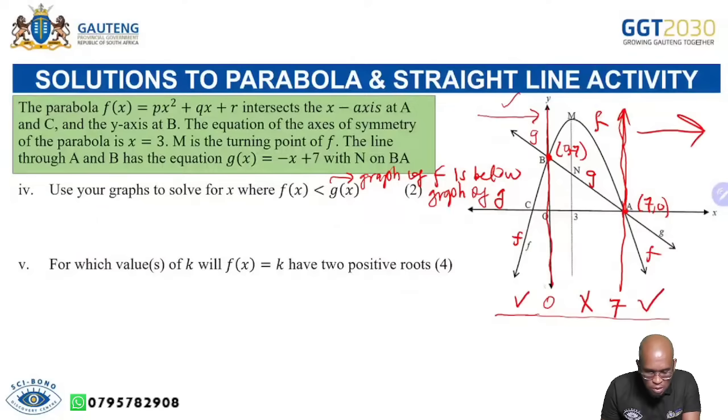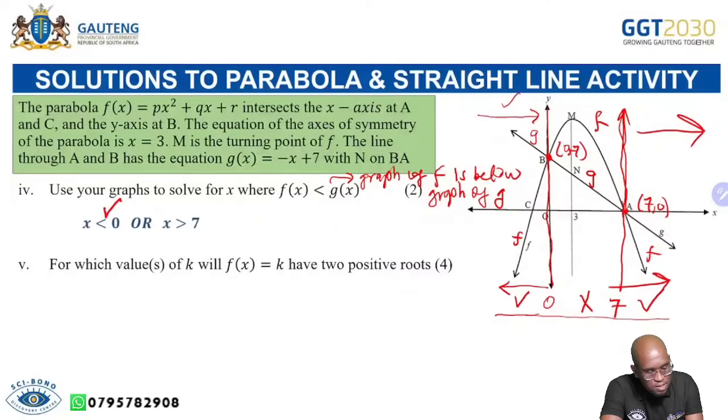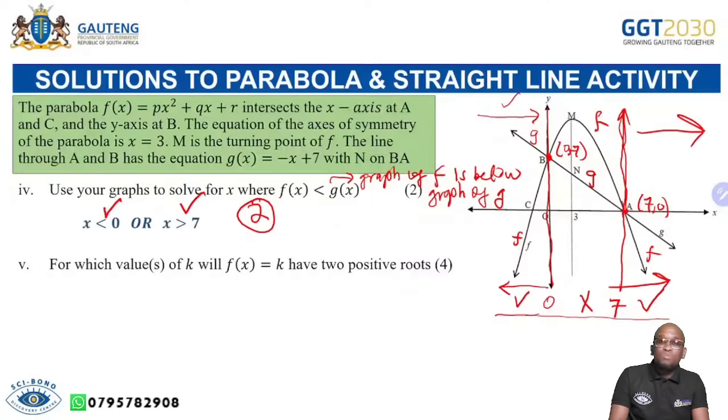So the answer would be values of x that are less than 0 and values of x that are greater than 7. So x should be less than 0 or x should be greater than 7. It's a mark for each, and that gives us a total of 2 marks. All right, and then we move on to the last one.